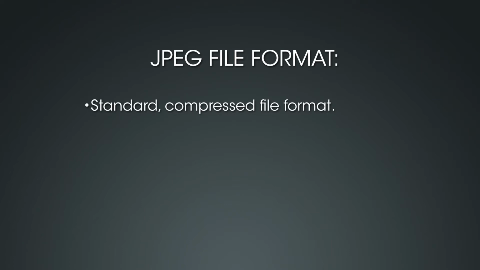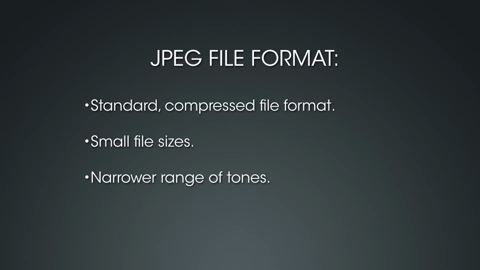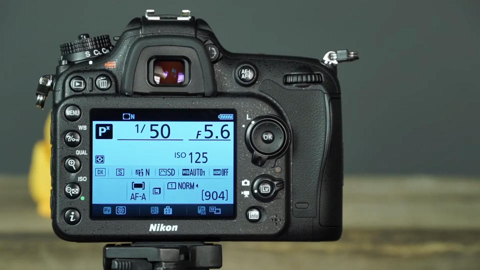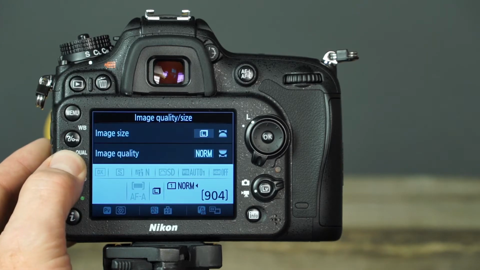JPEG files are a standard compressed file format that is supported by any image software. Because JPEG files are compressed, the file sizes are very small compared to RAW image files, but they also have a much narrower range of tones and will lose some image data each time they're saved. Let's take a look at how to select the image quality setting on the D7200. The fastest method is to simply press and hold the quality button while rotating the main command dial.